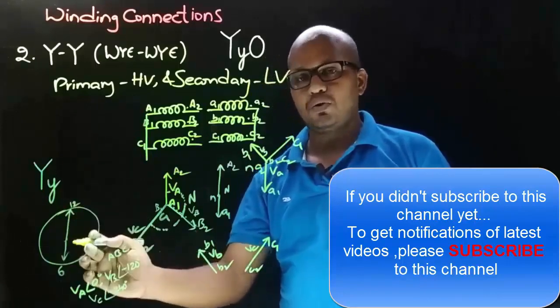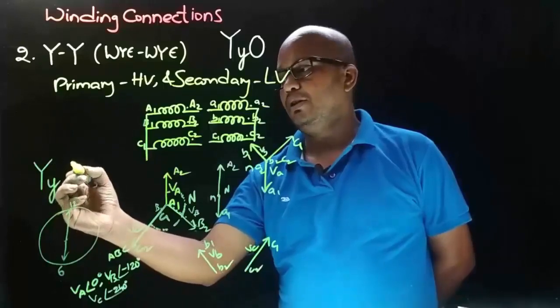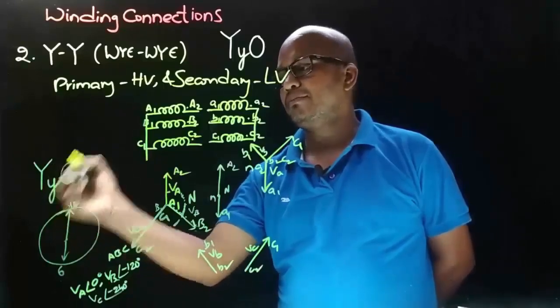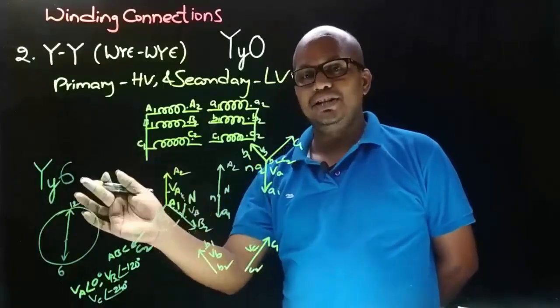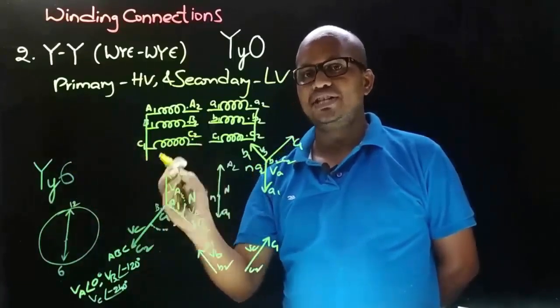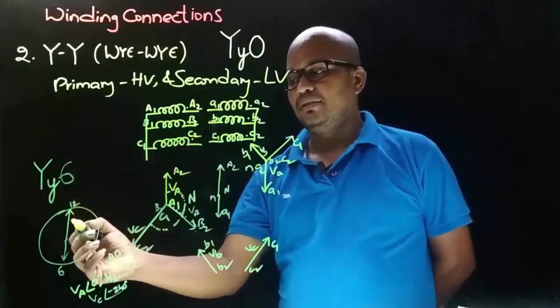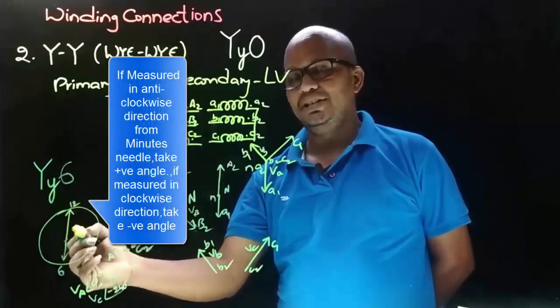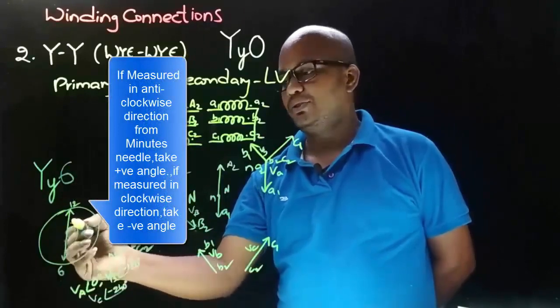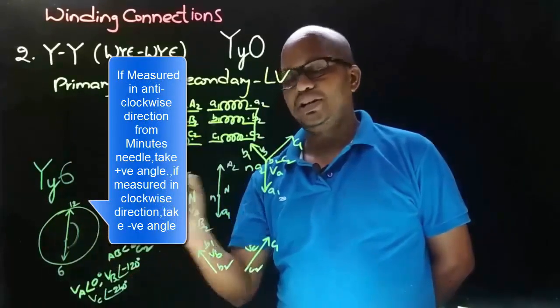Therefore from clock notation as it is 6, in vector group symbol the third numerical is 6, which will indicate the LV winding phase to neutral voltage phase displacement, and that phase displacement is the phase angle difference between minutes needle and hours needle. So here the phase difference between minutes needle and hours needle is 180 degrees.